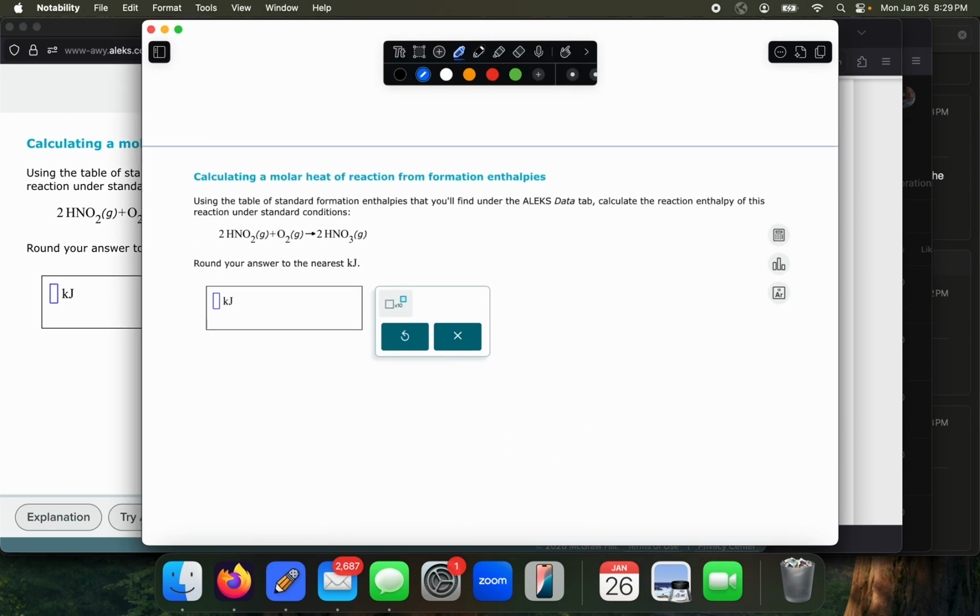Let's say what we're going to do is take the delta H of the reaction, which is going to equal the heats of formation of all the products minus the heats of formation of all the reactants. Okay, that's it. It's the products minus the reactants. The question is, where are the heats of formation? They're going to be in a table that's in that button right there. So before I do though, I'm going to set this up.